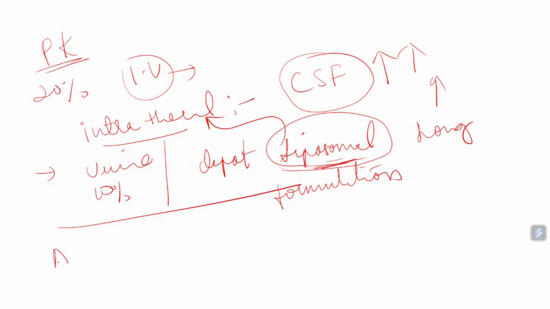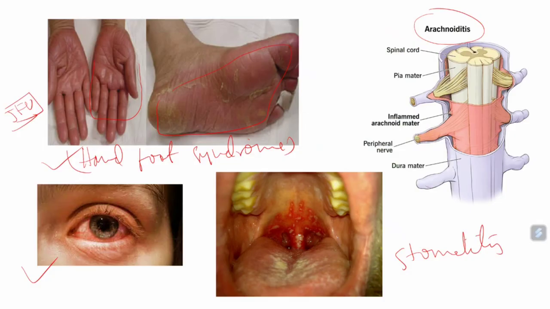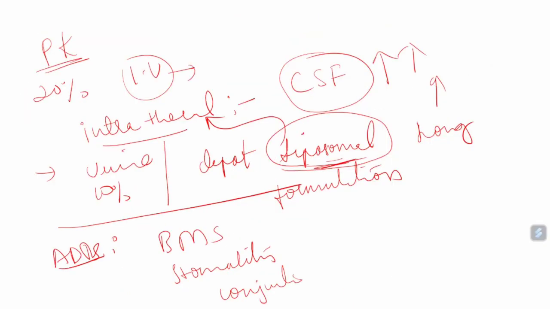If you see the adverse effects of cytarabine, it has bone marrow suppression, same like 5-fluorouracil. It causes stomatitis, same like 5-fluorouracil, and it causes conjunctivitis, very important. Just now, in the previous slide, I showed you conjunctivitis. Conjunctivitis is the main characteristic adverse effect of cytarabine. Remember, cytarabine causes conjunctivitis.